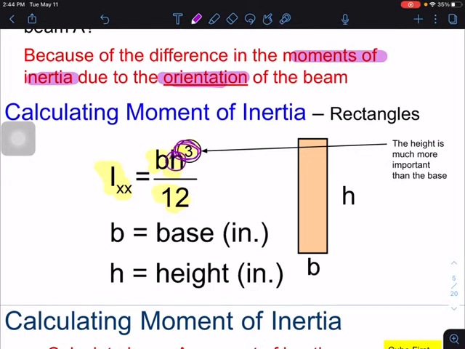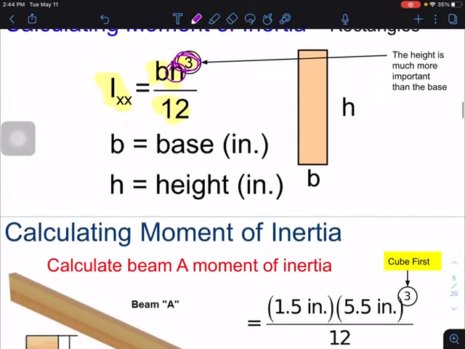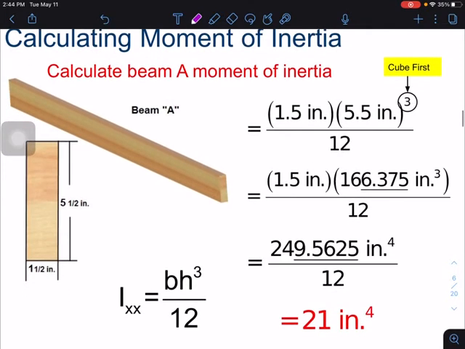It's the height cubed, not the base times the height cubed, but height cubed times the base. Okay, so when we calculate moment of inertia, for this example right here, we see the height is 5.5, the base is 1.5, and we want to cube the 5.5 first before we multiply by 1.5 and divide by 12.